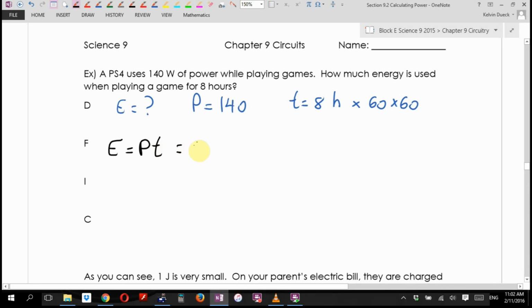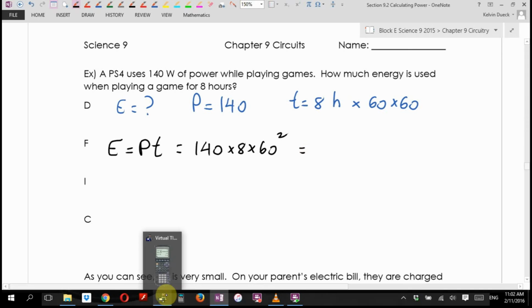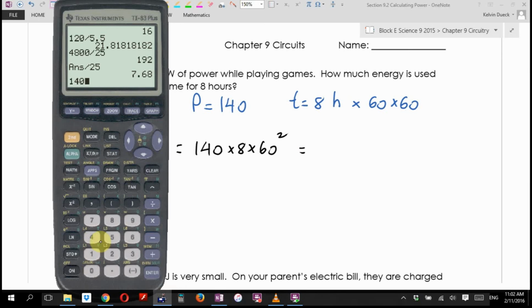And Danielle, I'm so lazy that I didn't even bother calculating what time is. I just dropped that expression right down into my equation, and I said, I don't really need to know what the time is in seconds as long as I do it right on my calculator. So I'm going to go 500,000 joules.